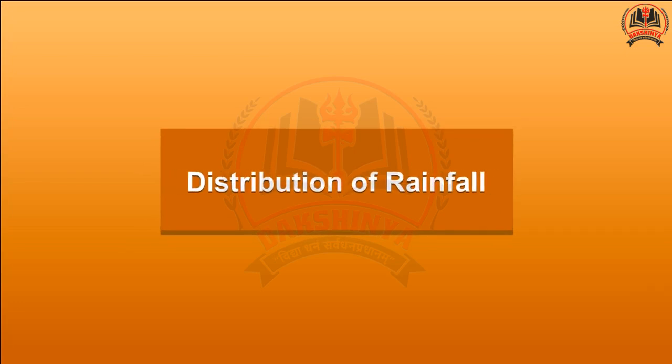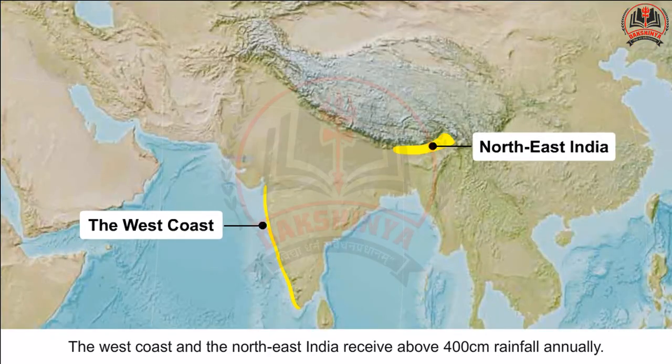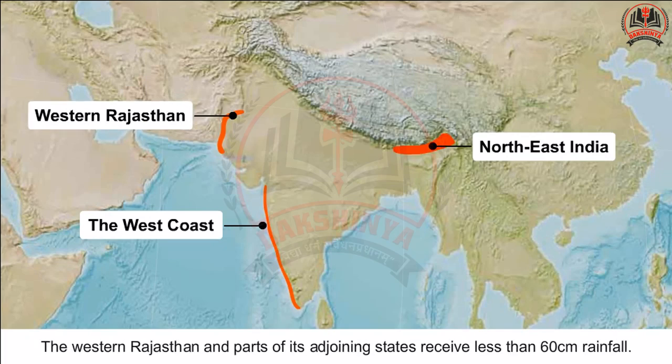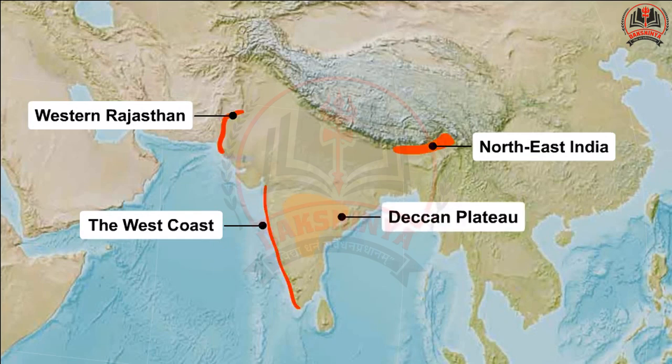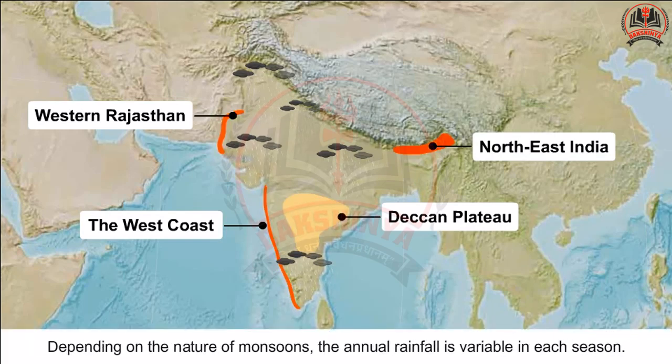Distribution of rainfall. While the west coast and the northeast India receive about 400 centimeters rainfall annually, the western Rajasthan and parts of its adjoining states receive less than 60 centimeters rainfall. The interiors of Deccan Plateau also receive low rainfall. The rest of India receives moderate rainfall. Depending on the nature of monsoons, the annual rainfall is variable in each season.